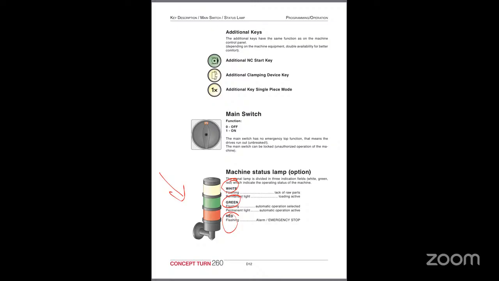Red means alarm or emergency stop, and green means auto selected. Flashing means auto selected, continuous auto running. And white flashing means there is no raw material, lack of raw parts, and continuous means loading active.